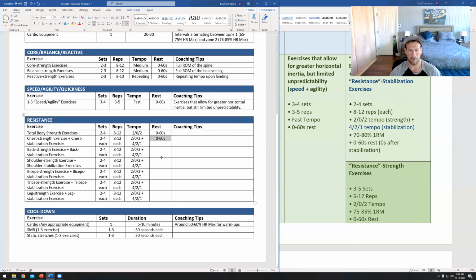But there we go, right? 4 to 6 sets, 1 to 5 reps, explosive on the tempo, 3 to 5 minutes of rest, and you're trying to lift at 85 to 100% of your 1 rep max. And that would be sort of our max strength approach to things. Questions on that?